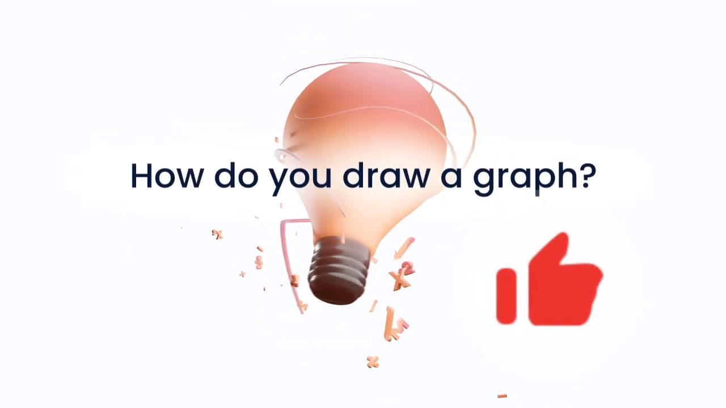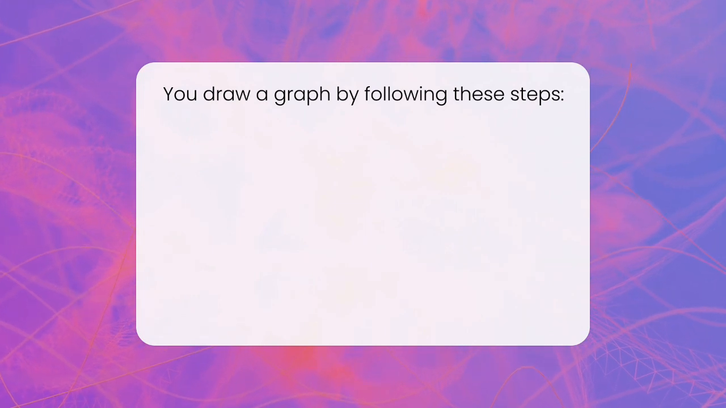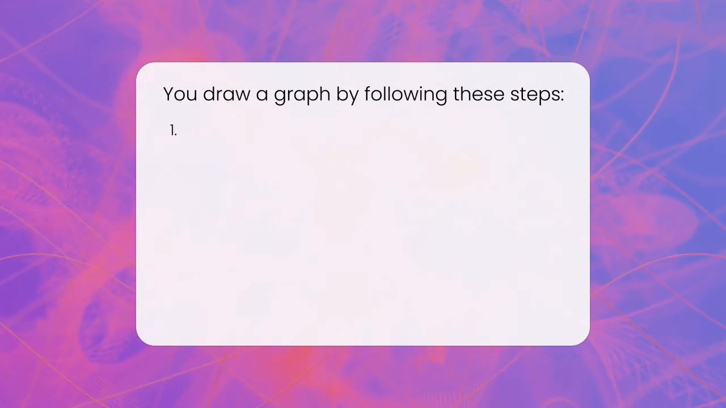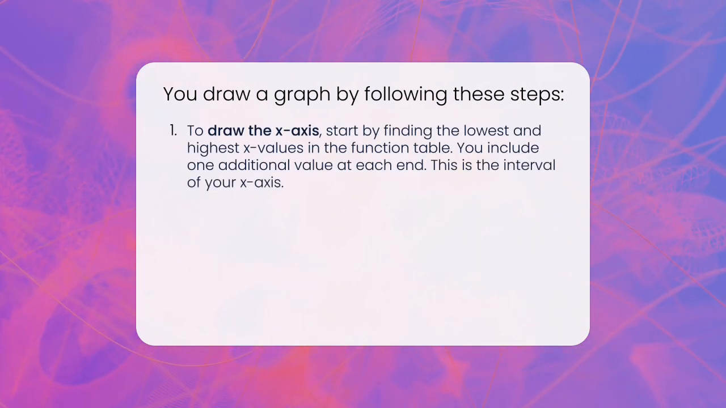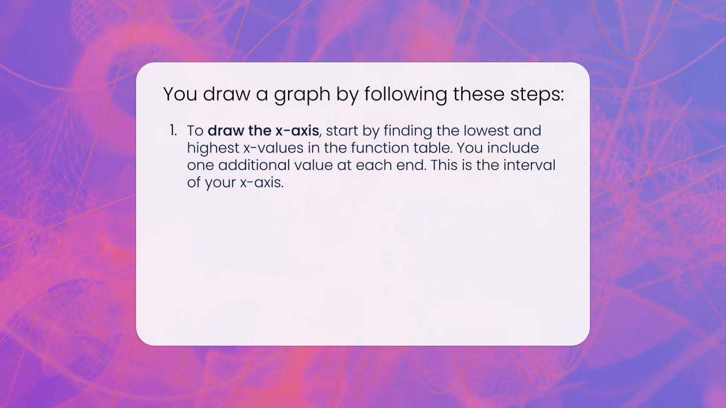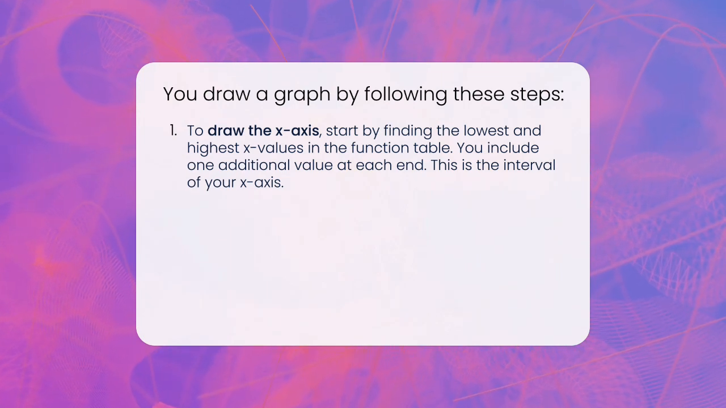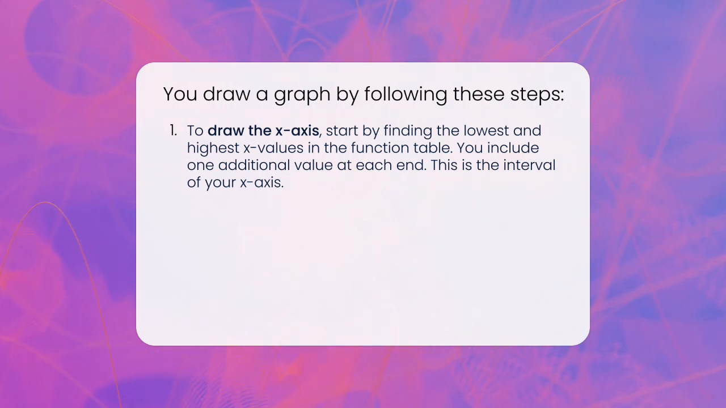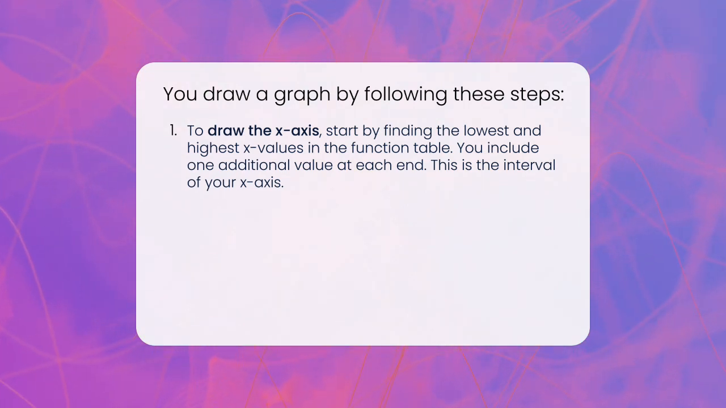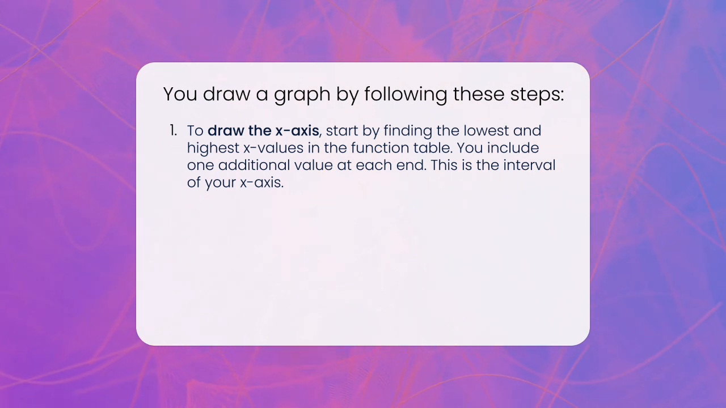How do you draw a graph? You draw a graph by following these steps. 1. To draw the x-axis, start by finding the lowest and highest x values in the function table. You include one additional value at each end. This is the interval of your x-axis.